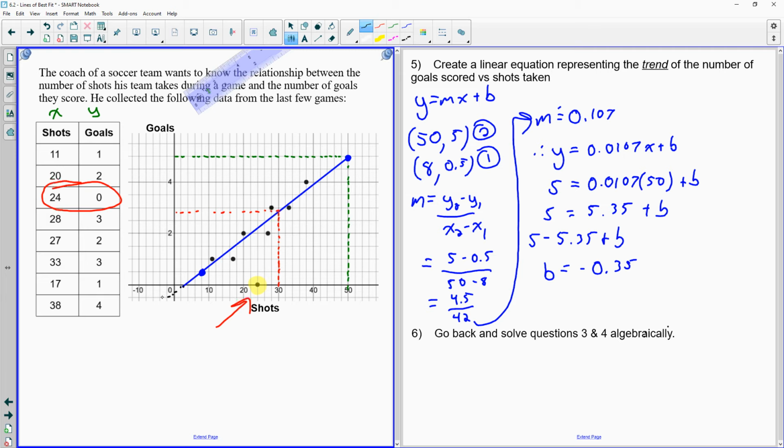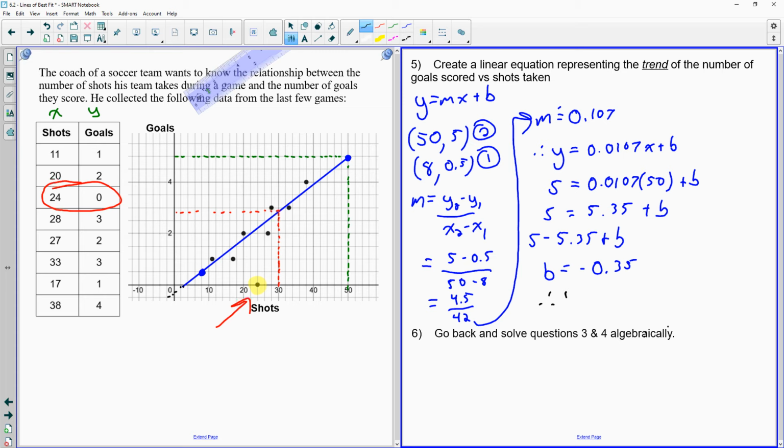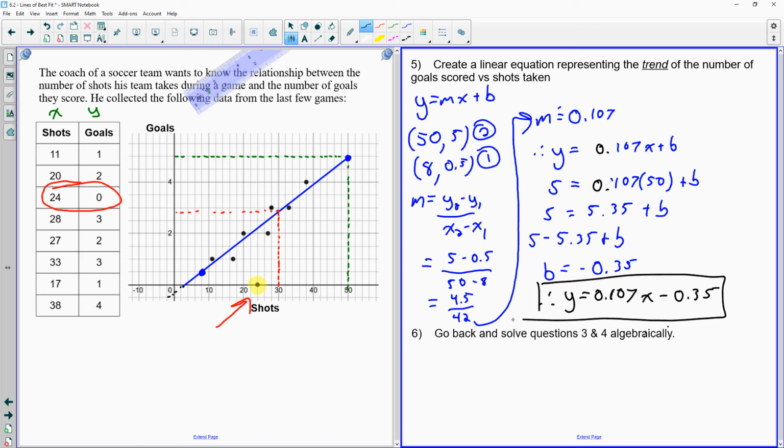So, therefore, my equation of the line in this case, y is going to be equal to 0.107. And I just realized I put an extra 0 in here. Let me fix that real quick. I didn't do it in my calculations, but when I wrote it down, I did. So 0.107x minus 0.35. And there's my equation of our line.